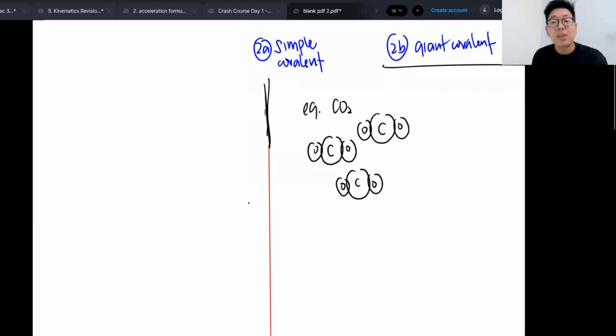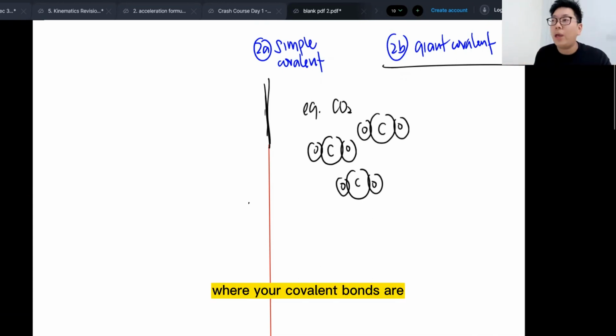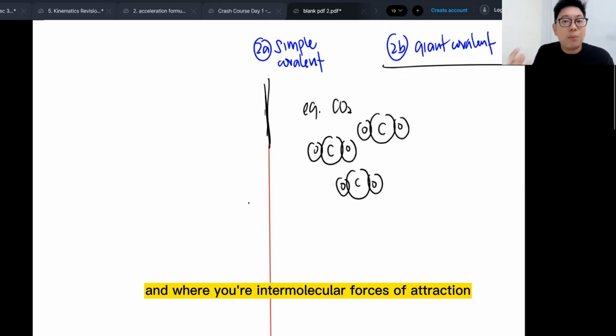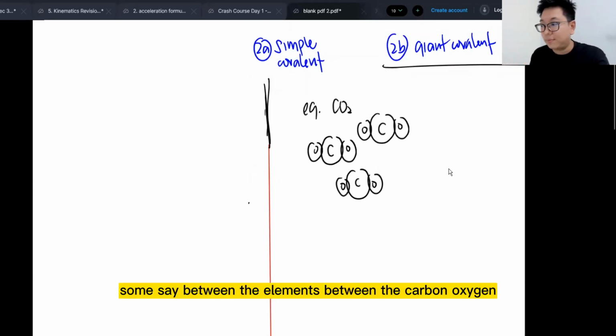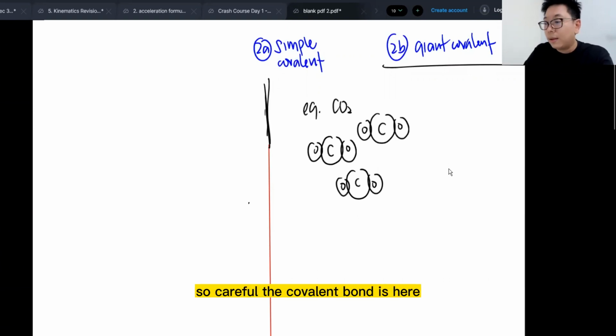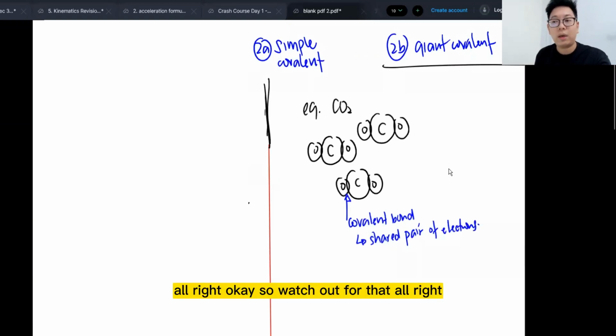So that's number one. Now, number two, and I think some students don't know this, you need to be able to label where your covalent bonds are and where your intermolecular forces of attraction are. Now where is the covalent bond? Some say between molecules, some say between the elements, between the carbon and oxygen. So careful. The covalent bond is here. The covalent bond, if you don't recall, is the shared pair of electrons. So watch out for that.